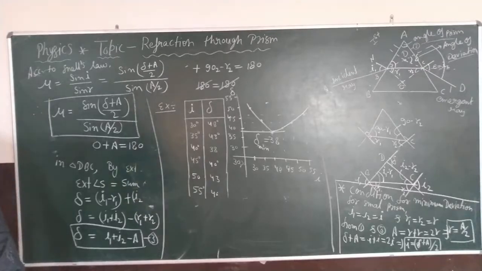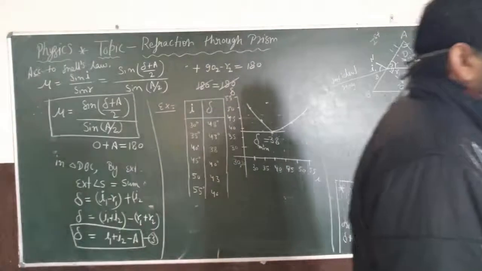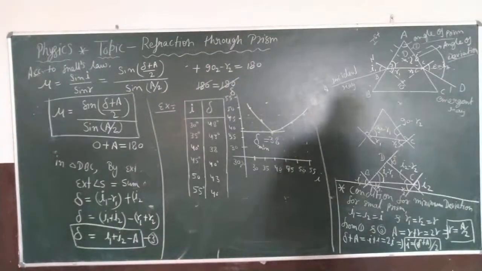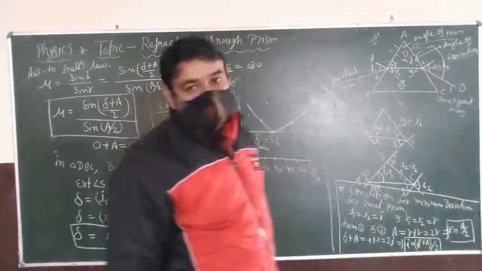The rest of the part related to reflection through prism is deleted for this year. Okay, so next we have the optical instruments, in which we first discuss the simple microscope. And then in the next class we will discuss the compound microscope.